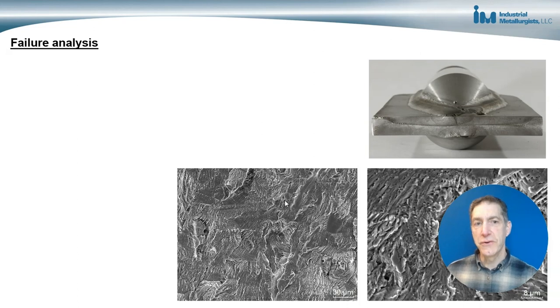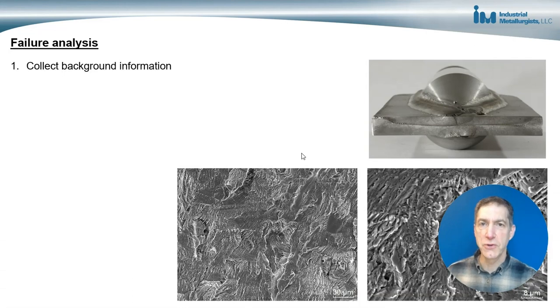And as we did a failure analysis, this shows a camera photo of the fracture surface. This is a scanning electron microscope image of the fracture surface. And so the step is to collect the background information, the materials being used, the process that was being used when the components were failing, the history of the failures.